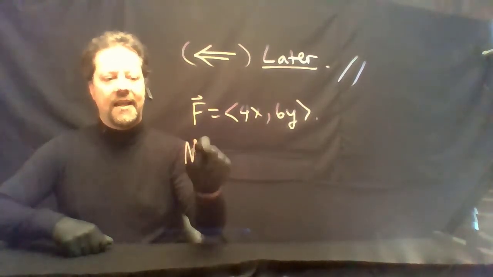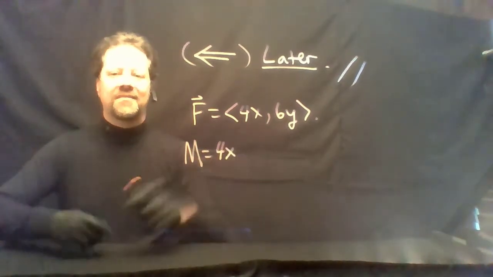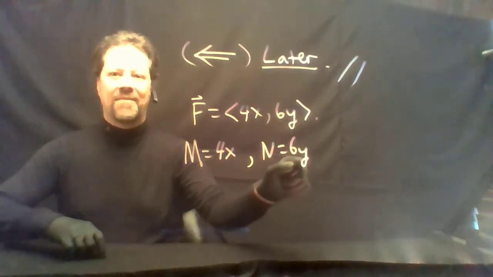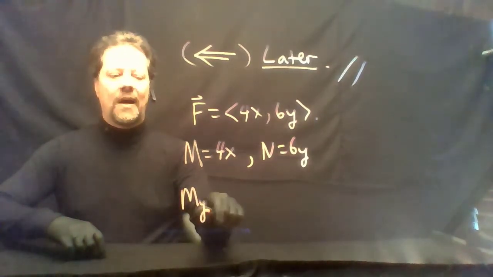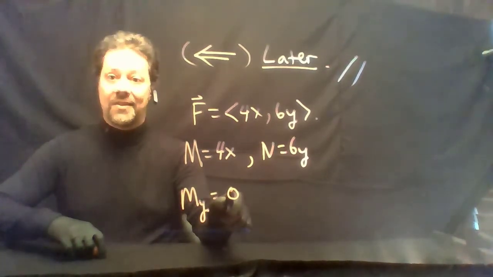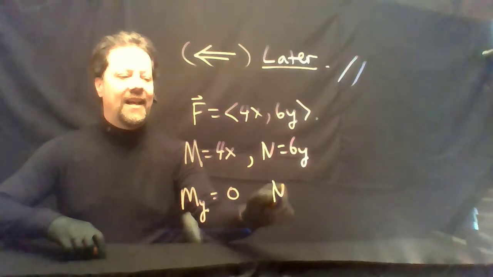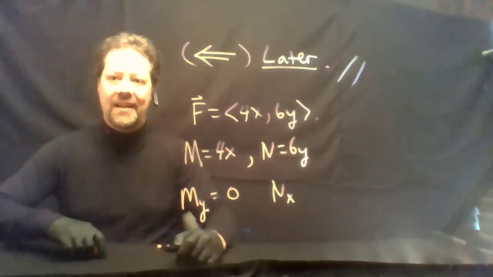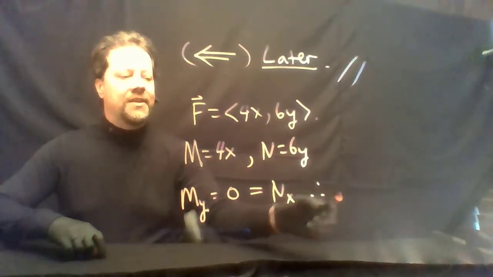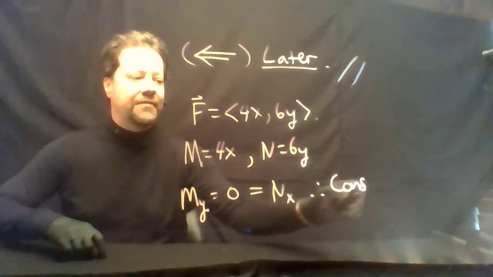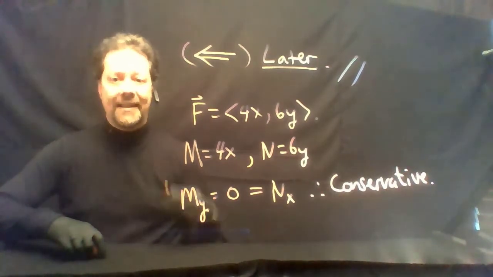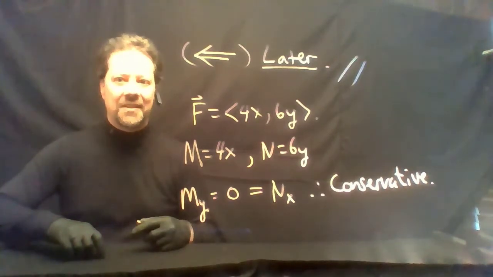In this case, m is 4x, and n is 6y. m_y is the partial derivative of m with respect to y. Well, that's 0. And n_x is the partial derivative of n with respect to x, which is also 0. We deduce that this vector field is conservative, which we've already shown by explicit construction of the potential function.